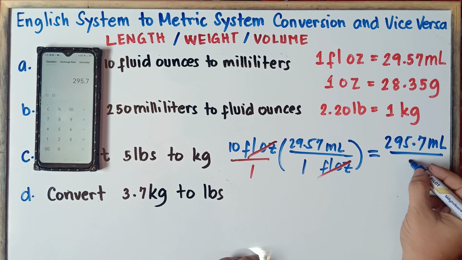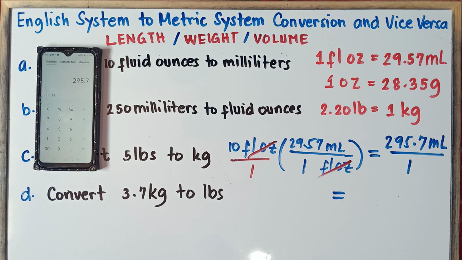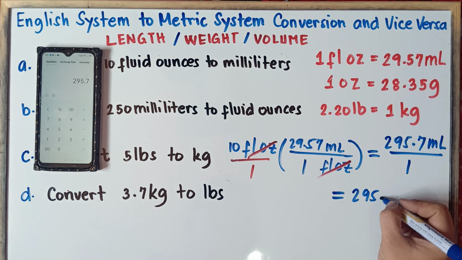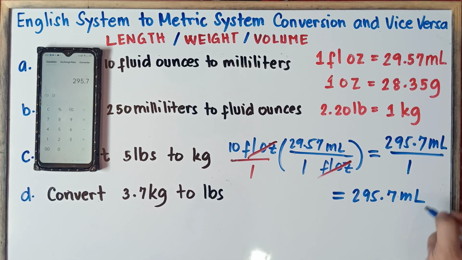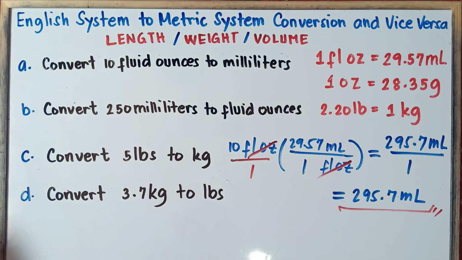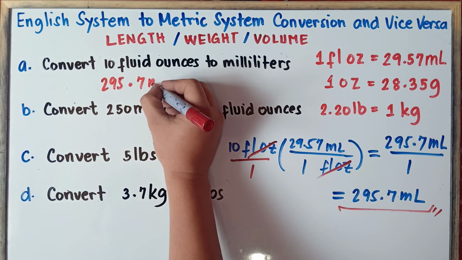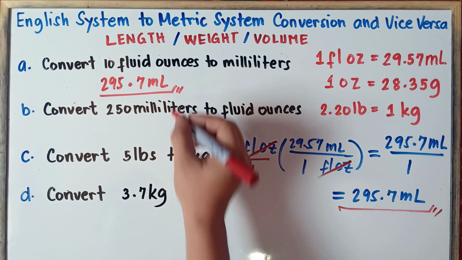Over 1 times 1, that's 1. And then simply divide 295.7 divided by 1. The answer is 295.7 milliliters. That's it, class. All set for letter A. So the answer is 295.7 milliliters.